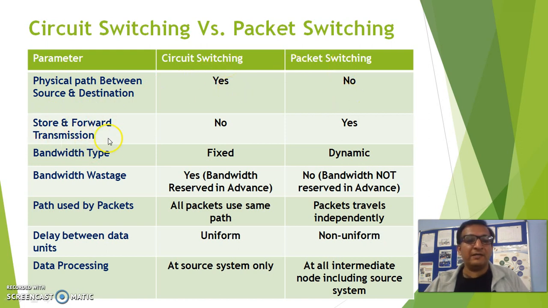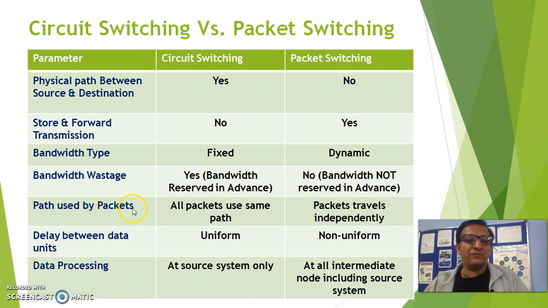Store and forward transmission: no, circuit switching does not follow that, but packet switching does. Now bandwidth type: here it is fixed, but in packet switching it is dynamic. Bandwidth wastage occurs in circuit switching because it is reserved in advance, like static. But there is no bandwidth wastage in packet switching as it is reserved dynamically, not in advance.